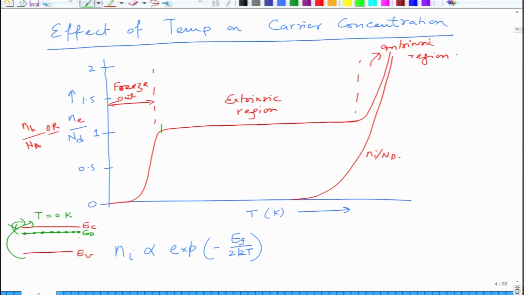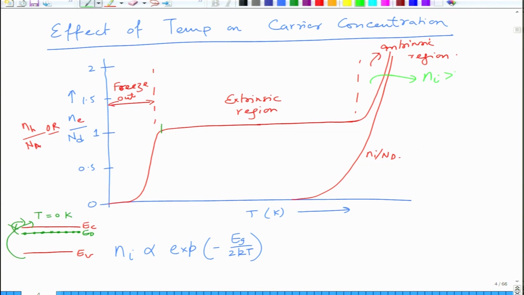So it continues to remain in the extrinsic region until you reach a significantly high enough temperature so that you are able to excite the electrons from the valence to the conduction band in significant numbers. When that starts happening, your intrinsic carrier concentration takes over the extrinsic carrier concentration. So in this region Ni outweighs Nd, in this region Ne is equal to Nd, larger than Ni. In this region your Nd is larger than Ne because you are not able to ionize Nd.